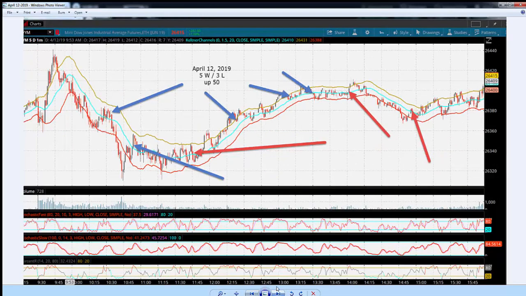And on April 12th, I had a winner. And a real nice day. 5 winners, 3 losers. So winner, winner, loser, winner, winner, winner, loser. So you'd have been up 50 ticks there again.